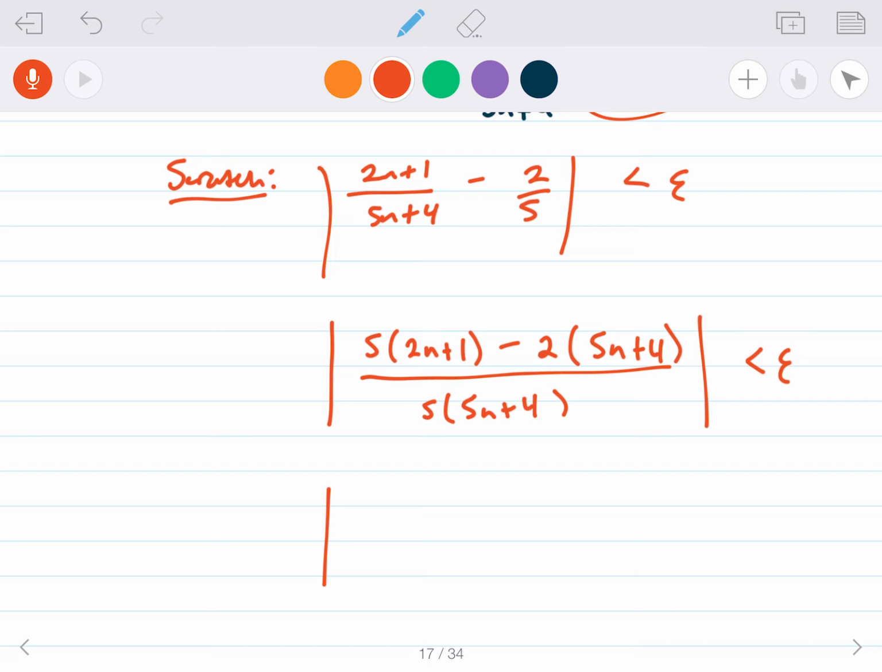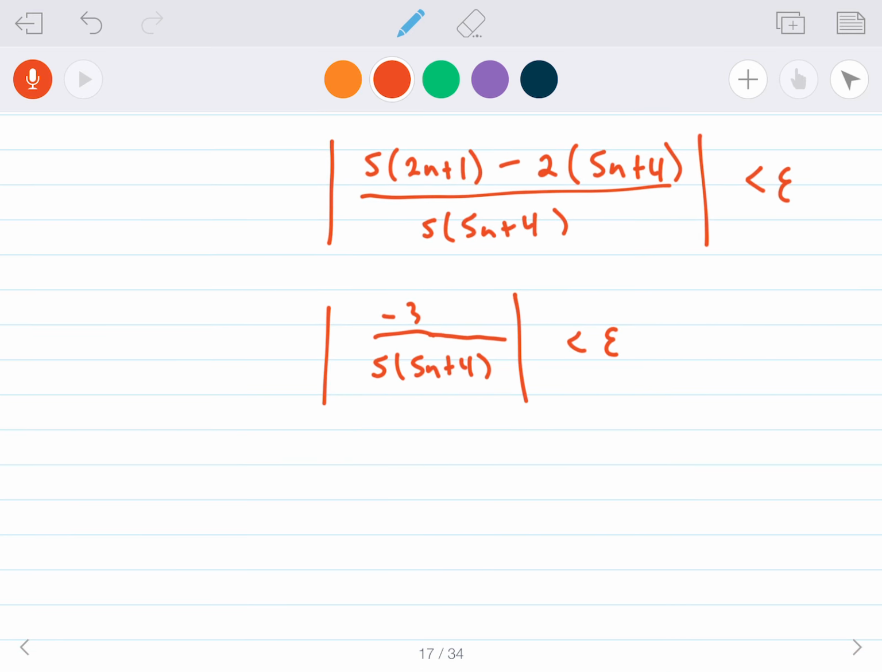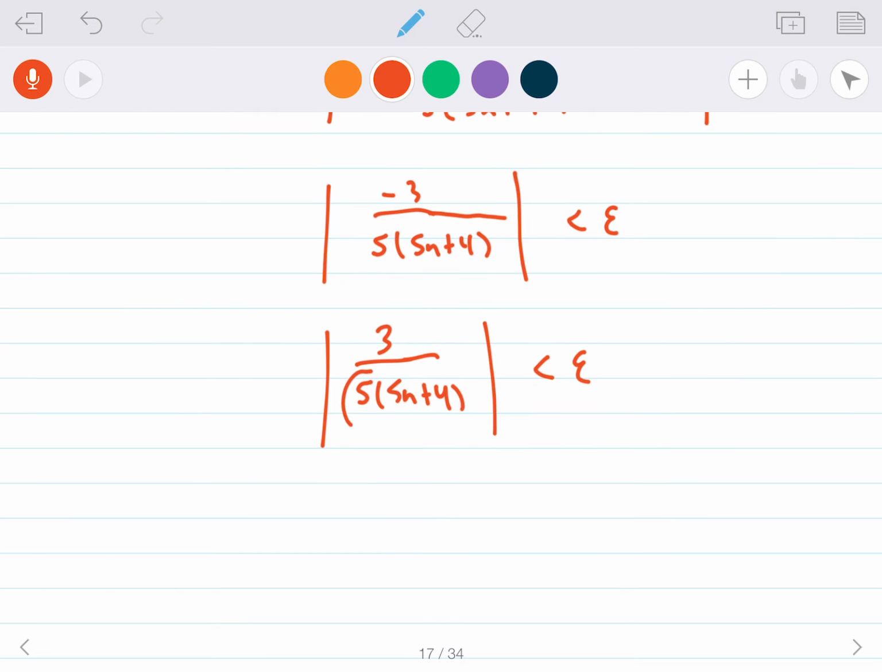I hope. Negative 3 over this. All right, again, by properties of absolute values, this was in lecture 2, this is just 3 over 5 times 5n plus 4. Okay, and so this thing is always going to be positive on the bottom. No problems with removing the absolute value bars. Don't have any issue there. And now we're just trying to solve for little n so that we can choose our capital N.